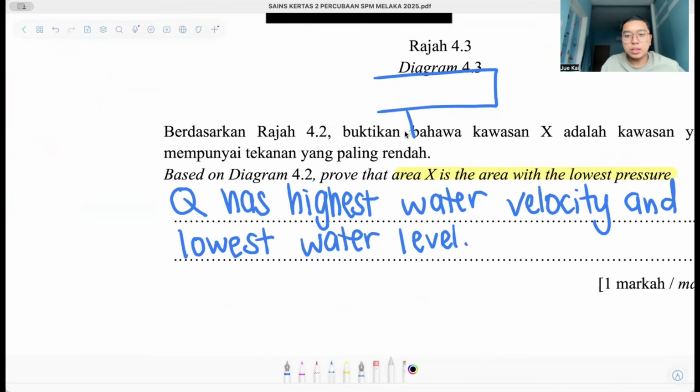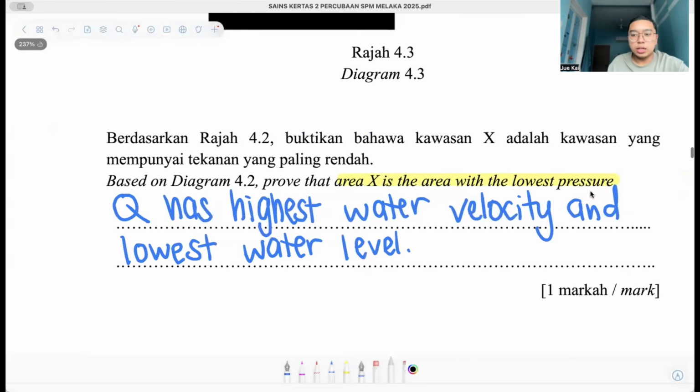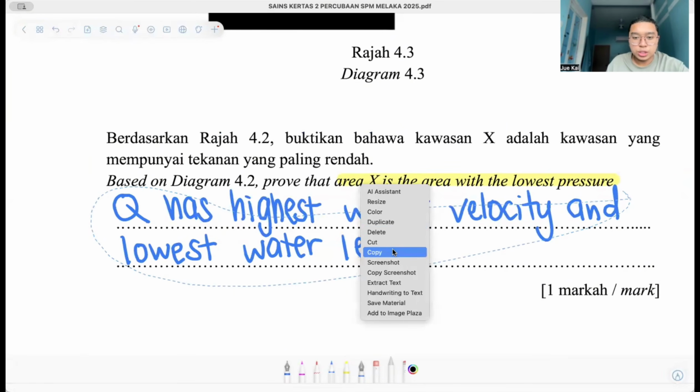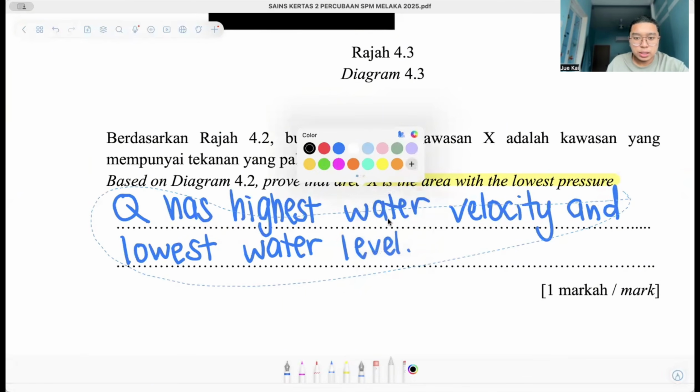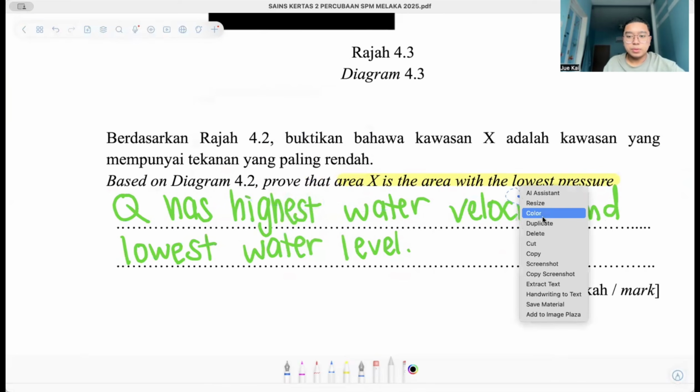Wait, I have to delete this thing. Okay, I want to change the color. Since the answers are all blue or green, I want to change. Okay. Oh, one more.